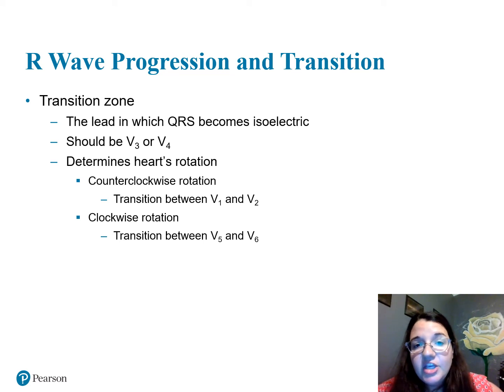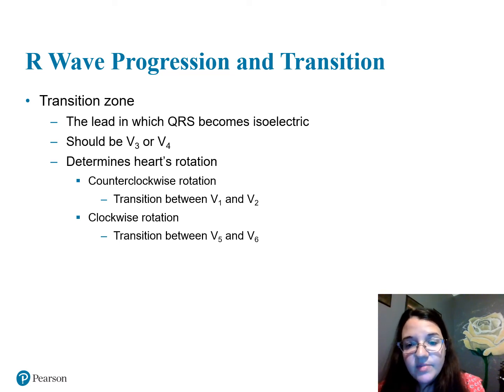The transition zone of the R wave is where the lead in the QRS becomes isoelectric. So remember, in V1 and V2, we want to be mostly negative. In V3 and V4, we want to be isoelectric, meaning we're equal on both sides of the line of the segment. And then in V5 and V6, we want to be positive. It determines the heart rotation. So now we're going to talk about counterclockwise and clockwise rotation. Counterclockwise occurs between V1 and V2, and clockwise occurs between V5 and V6.